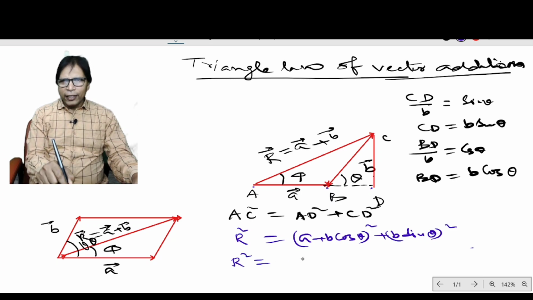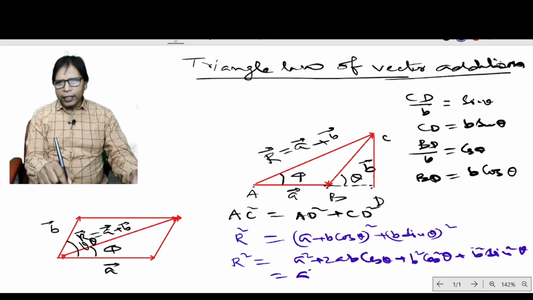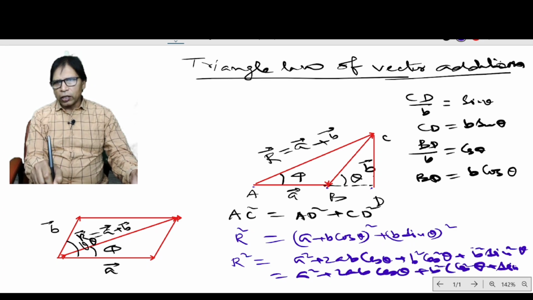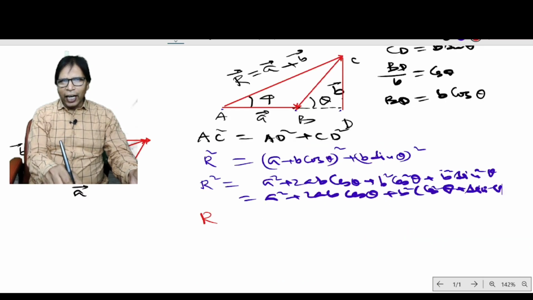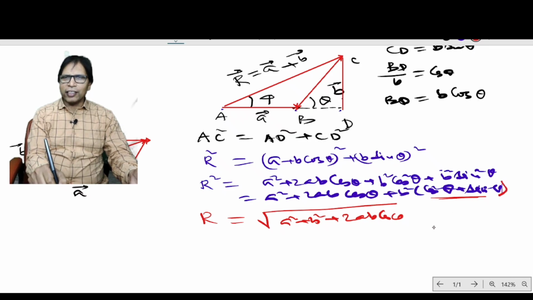This is A square plus 2AB cos theta plus B square cos square theta plus B square sin square theta. So this is A square plus 2AB cos theta plus B square times (cos square theta plus sin square theta). Finally we get R equals root under of A square plus B square plus 2AB cos theta, because cos square theta plus sin square theta is equal to 1.